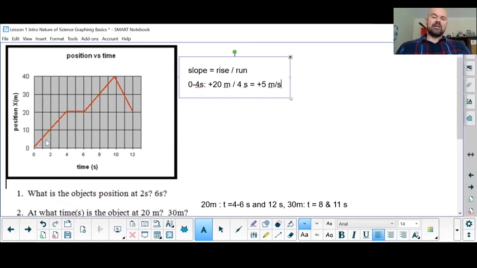And it makes sense, right? So if I start out at 0, in 1 second, I go 5 meters. So every second that goes by, I'm moving plus 5 meters.